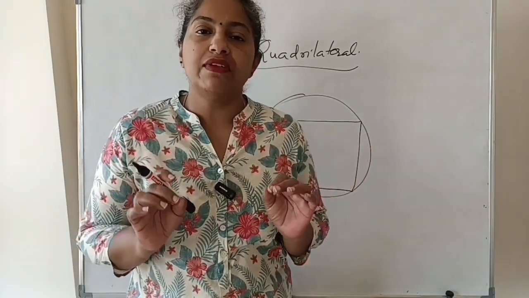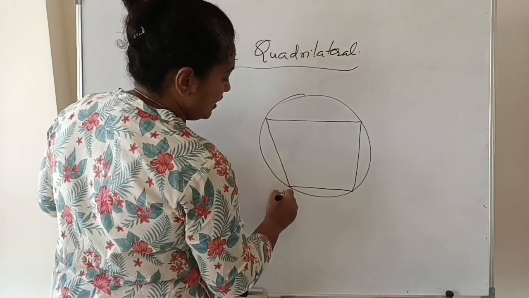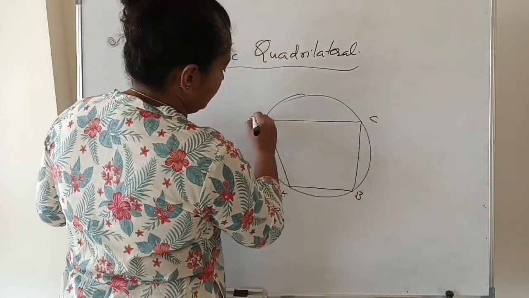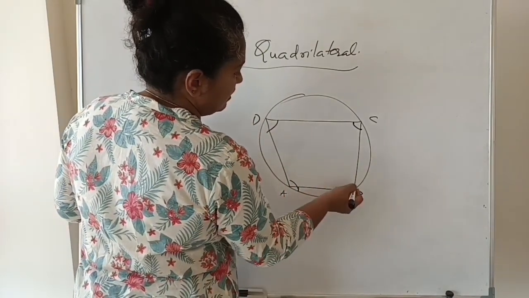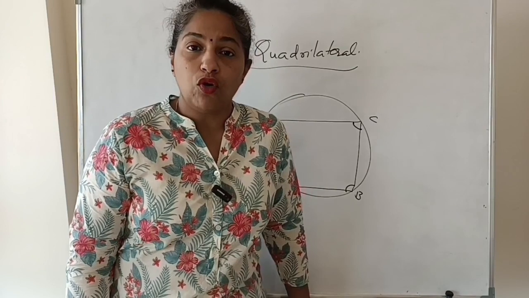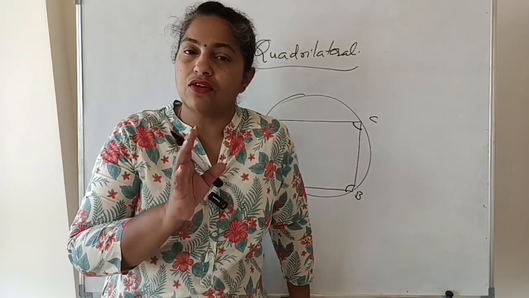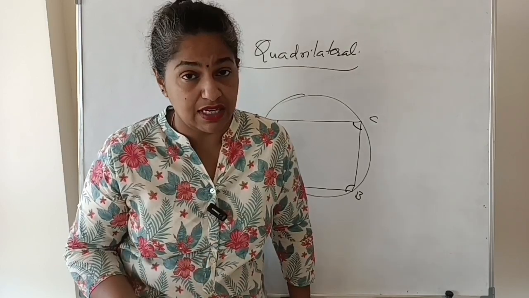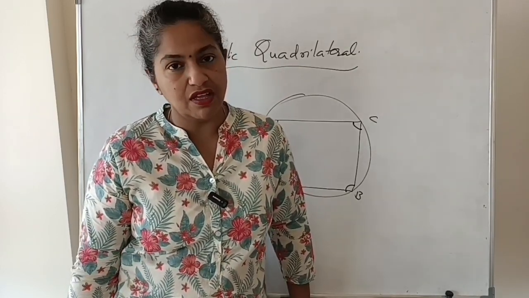The first theorem: the opposite angles of a cyclic quadrilateral are supplementary. So for ABCD, angle C plus angle A is 180 and angle B plus angle D is also equal to 180. If the sum of the opposite angles of any quadrilateral is equal to 180 degrees, then that quadrilateral is a cyclic quadrilateral. That's the converse of the theorem. We need to prove both these theorems.